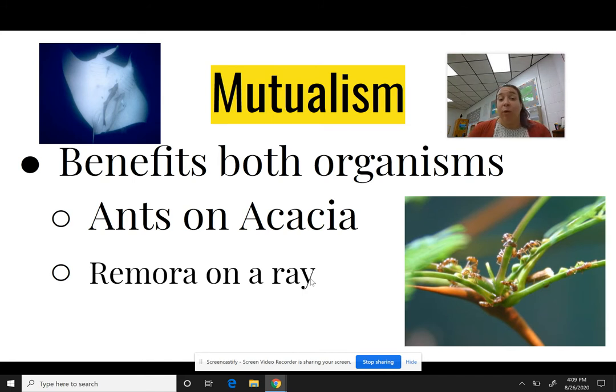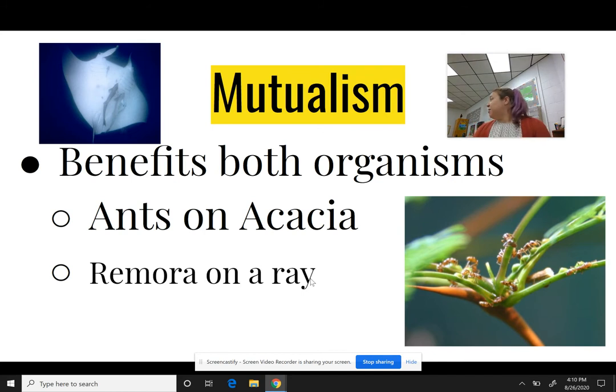We have the remora and the ray, the manta ray. Essentially, the remora relies on the ray to get food. And so it'll hang around the manta ray. After the manta ray eats, it actually eats all the scraps. Then the ray gets benefited because they also eat a bacteria off of the manta ray to help it survive. So they're both getting something out of the relationship, which is awesome.